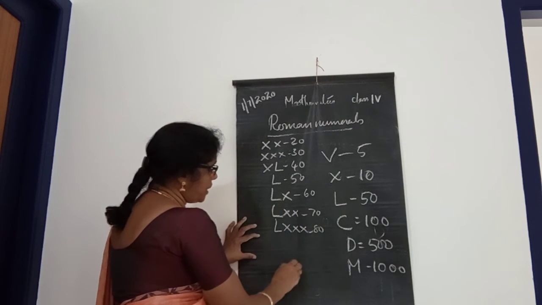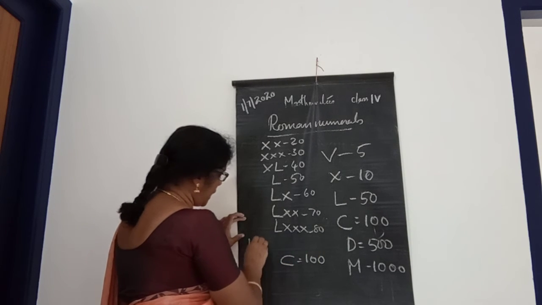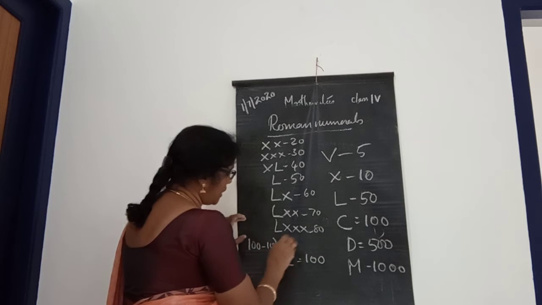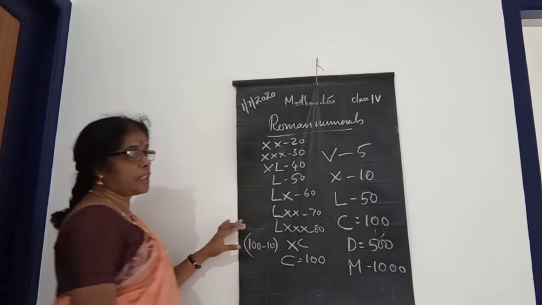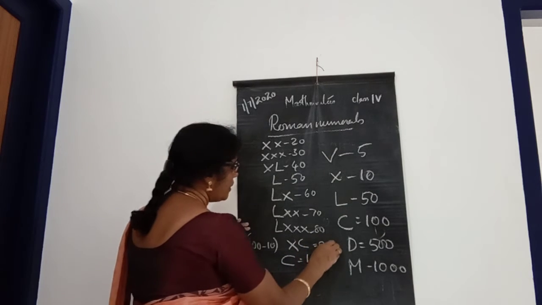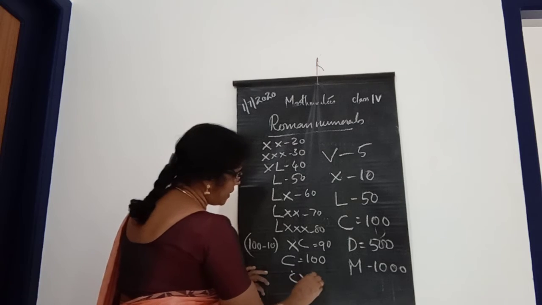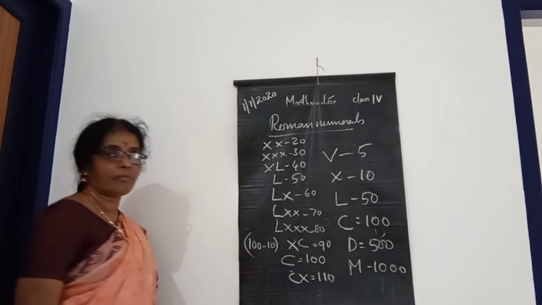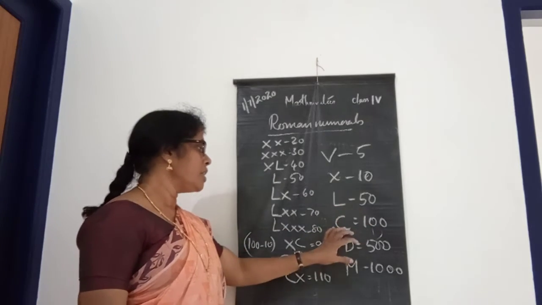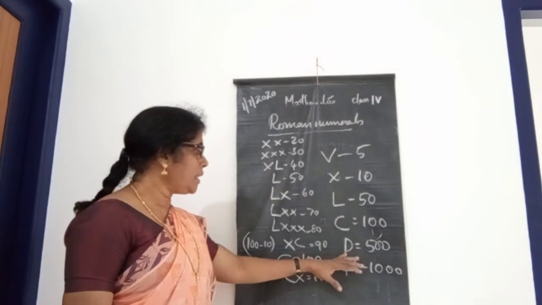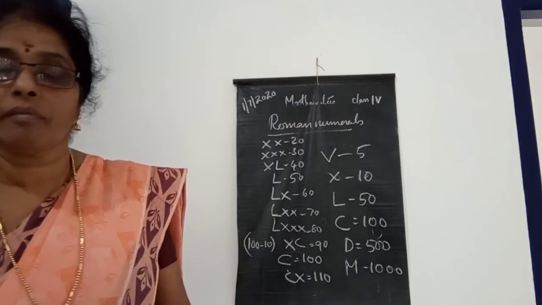80. Then 90 means 100 minus 10. What is 100? C. 100 minus 10 is 90. C with X before it is 90. Then 110, how is 110 written? CX, that is 110. And 50 is L, C is 100, D is 500, and M is 1000. Okay, children? Yes.